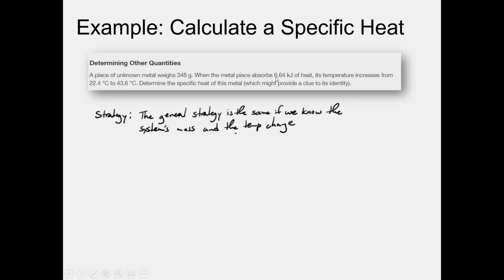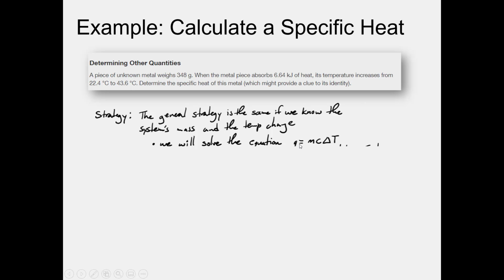But notice here that the amount of heat absorbed is given in kilojoules, not joules. And because our units in the specific heat are in joules typically, we need to convert from kilojoules to joules when we look at our heat absorbed before we start the problem. Finally, the initial temperature and the final temperature of the metal samples are given, so we have everything that we need to use the Q equals mc delta T equation.